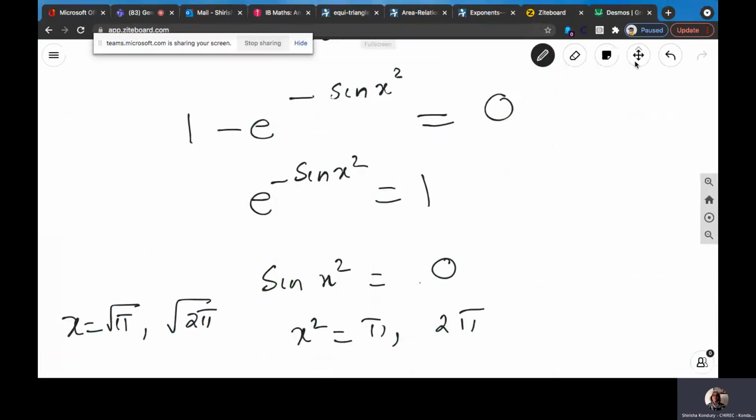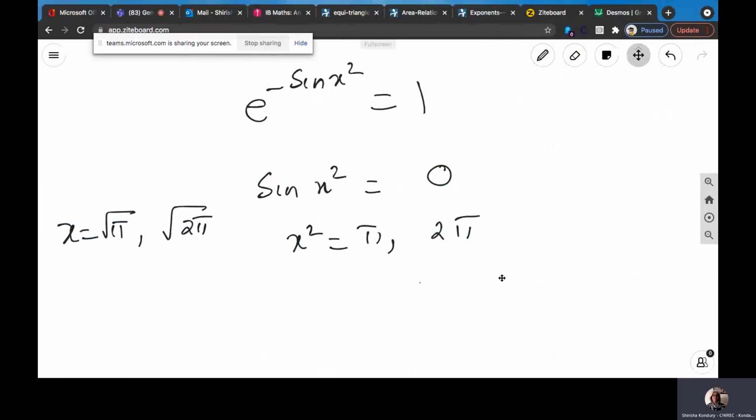When does it intersect the x-axis? Because when it intersects and goes to the other side, it is crossing the x-axis. That means it is changing the sign.